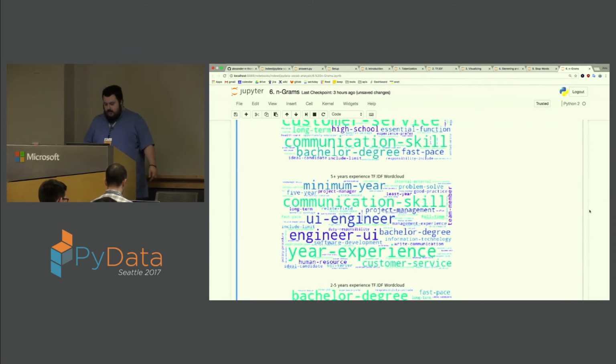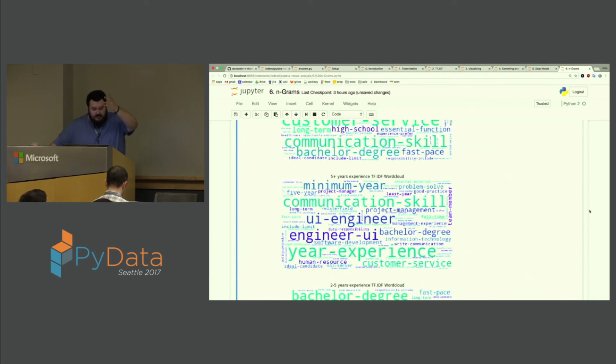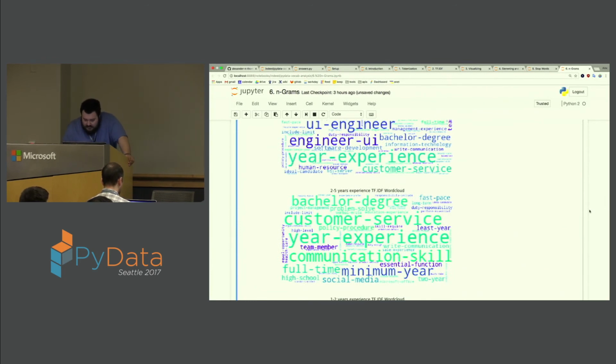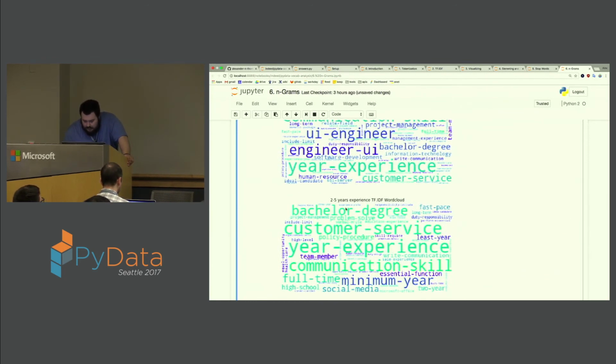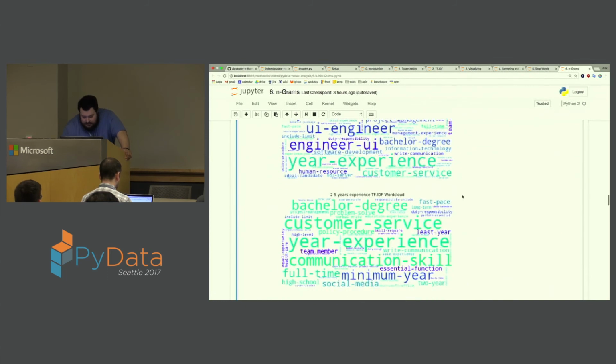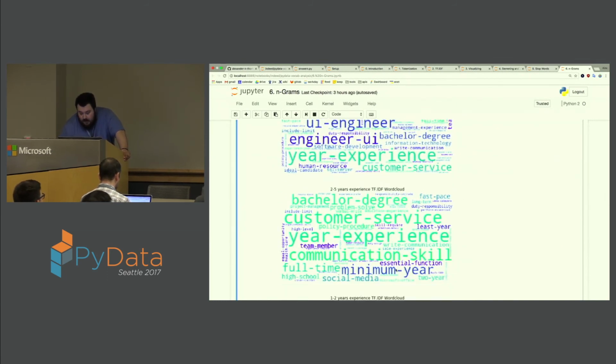5+ years. Minimum year, okay. Year experience, we expect those. Those are probably minimum years experience, maybe, or minimum and then some number. UI engineer and engineer UI. Interesting. Say 2+ years. Okay, it looks kind of similar, but we see bachelor degree is more important. Communication skills important in both. Your experience, minimum year. Oh, interesting.